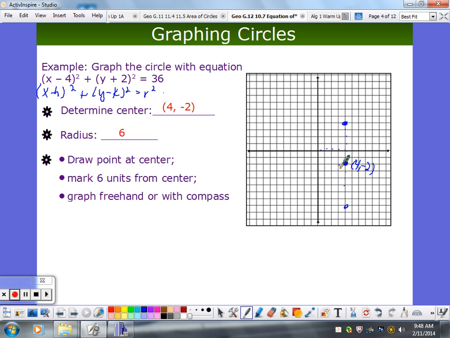2 more that are easy to get. 1, 2, 3, 4, 5, 6. And 1, 2, 3, 4. Hopefully I did that right. I think I got it. And now you can freehand sketch, and I'm horrible at this, especially up here. Or if you have a compass, measure this, and just zip it around, if you want it to look good. But I will accept a sketch. However, I want to see at least those 4 points plotted there. And it's graphed. You graph the circle.